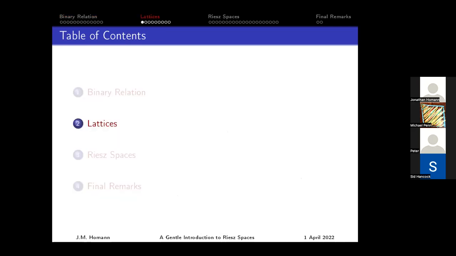Okay, so that was just a quick brief introduction to the binary relation and to posets, with not much else happening. So now we want to move into lattices. We need to develop a little bit more with posets before we can define a lattice.